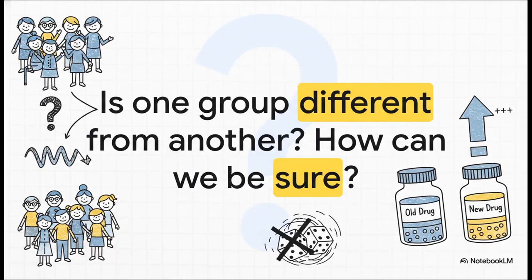At its heart, we're trying to answer pretty basic questions. Questions like these. Are customers in a downtown store older than the ones out in the suburbs? Is this brand new drug really a game changer compared to the old one? Or is the difference we're seeing just random luck? These are exactly the kinds of puzzles that statistics helps us solve.